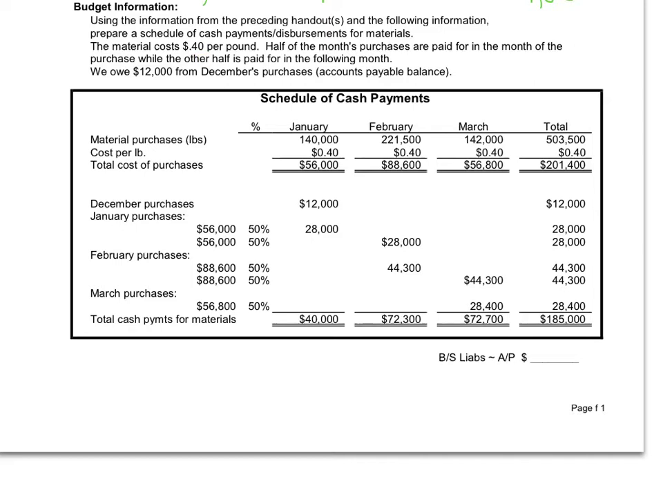So we've got 40 cents a pound, half and half, and we owe $12,000 from December's purchases. So the accounts payable balance is what's going to have to be paid off in January. We take the materials that we need to purchase, from the previous schedule as I pointed out, and multiply by 40 cents, and this is the cost that you're going to get. Now, we pay for half of these in January and the other half in February.